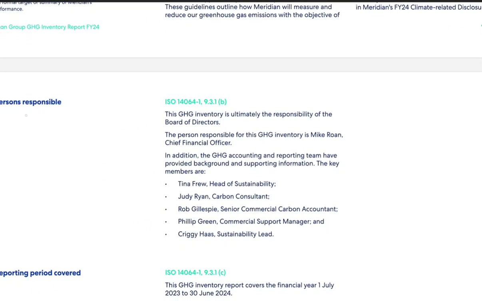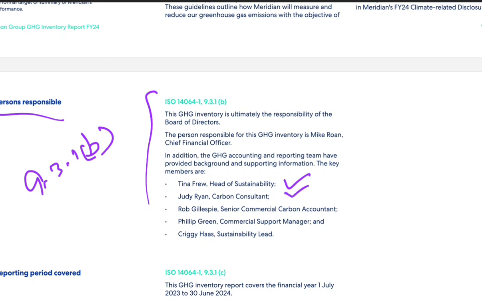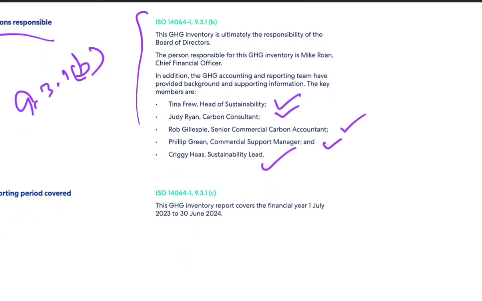Then, who are the responsible persons? Very important, as per ISO 14064 requirement 9.3.1 B, you can see the roles and responsibilities ultimately lie with the board of directors. Then the person responsible for the inventory is the CFO, Chief Financial Officer, and in addition to that, the key members of the team are the head of sustainability, consultant, carbon accountant, support manager, and sustainability lead also.